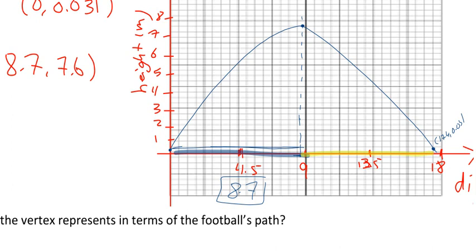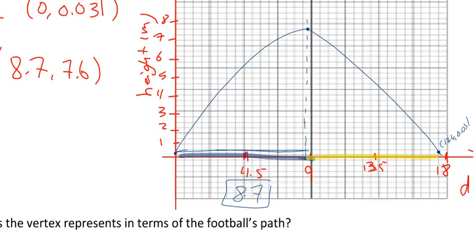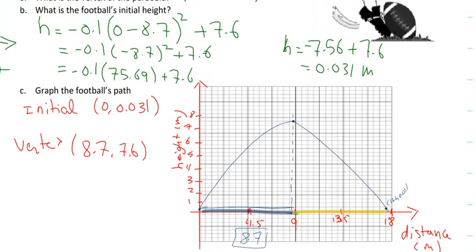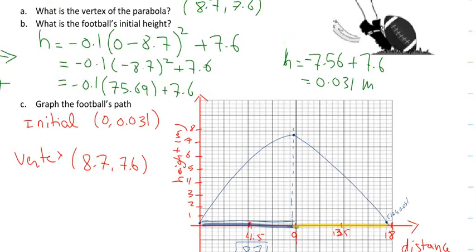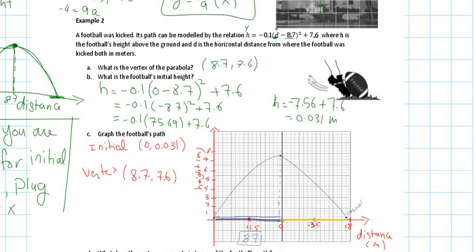So if I go back here, I got 0.031 from here. Did I write 1.3? No, I wrote 3. No, I subtract. So this is minus 7.56 plus 7.6. Do you guys see what I did? I only had 2 points, the vertex and the initial. And that was enough for me to be able to draw the rest of the parabola.